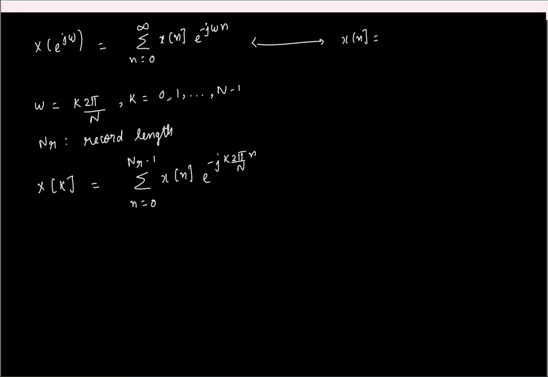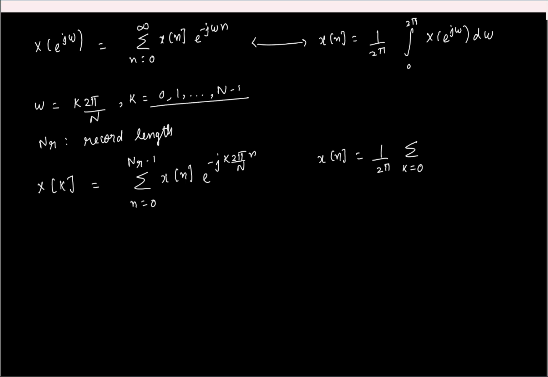Done. So in the inverse transform, I was having something like this. x of n was 1 by 2 pi integral 0 to 2 pi. This was the original inverse calculation. So here what will happen? I'll have 1 by 2 pi. What will happen to the integration? Summation. What will be the variable that will be summed? Earlier it was omega that was integrated. Now what will be summed? K. K will span from 0 to N minus 1, and this is X of k.